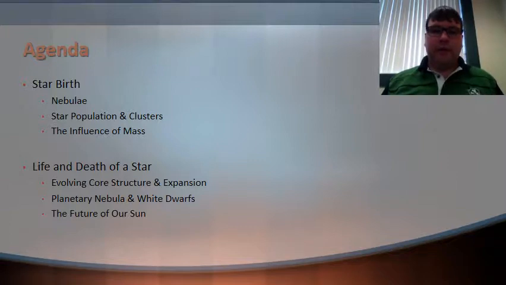So we're going to look first at something that we've already talked about. We're going to look at star birth. So looking at that solar nebular hypothesis, where this would really occur, the types of star populations that are available, as well as how stars form in clusters.